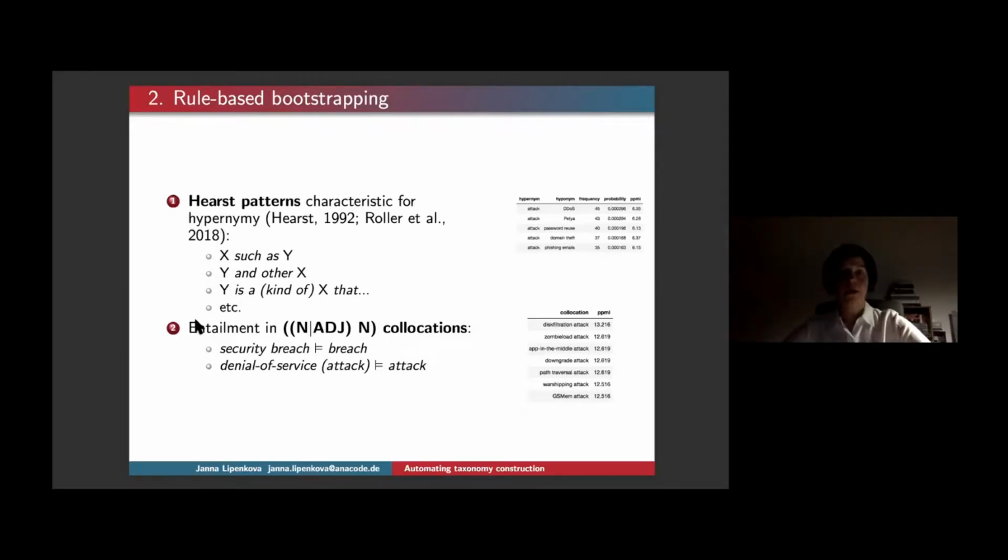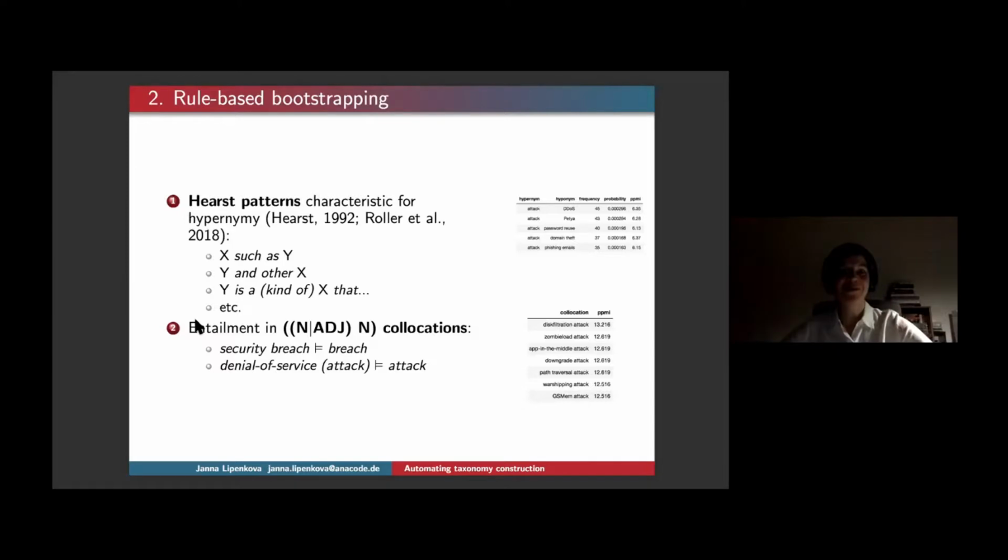And the second point is, since we have so many multiword expressions, we also use the fact that when you have a collocation of, let's say, noun modifier and noun head, or adjective modifier and noun head, it is very often the case that this collocation entails the head. For instance, as in the example of a security breach, which is also a breach. This occurs very frequently with collocations.